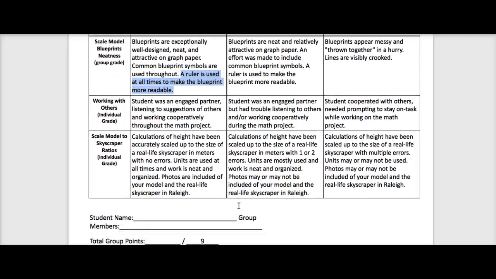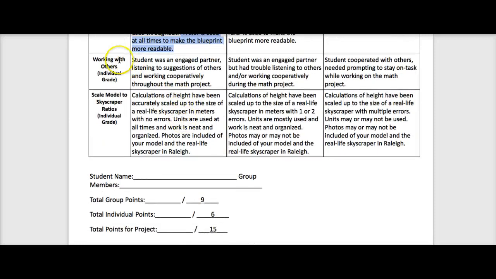And then the individual part of the rubric is here. Working with others is an individual grade. Your student was an engaged partner. You listen to suggestions of others and work cooperatively throughout the math project. This is speaking about the math portion, okay? Just the math portion.